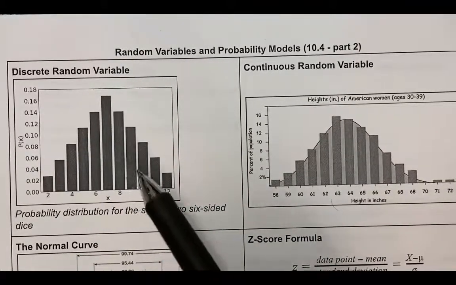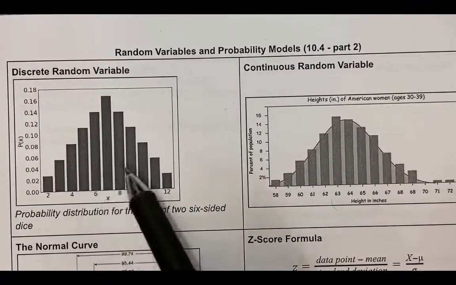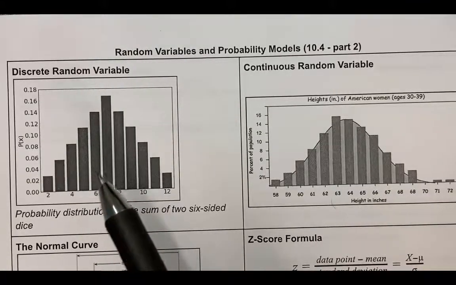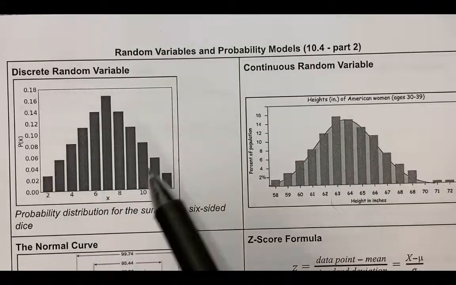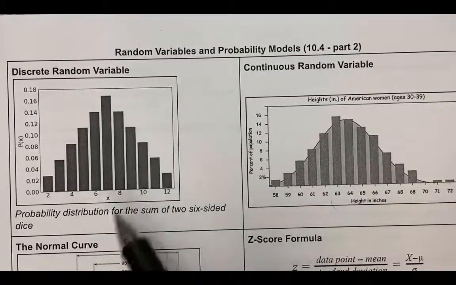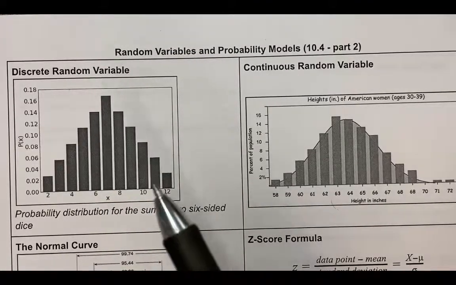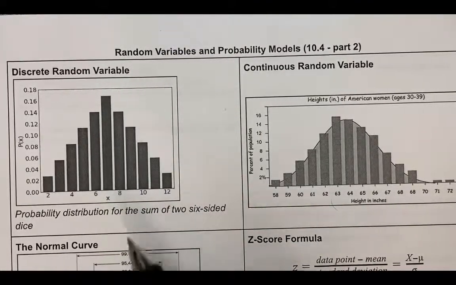It's discrete because there are defined values that the random variable can take on. It can take on whole numbers, in this example from 2 to 12. It cannot take on a value of 6.3. There's no way to roll 2 dice and get a value of 6.3. So we call this a discrete random variable.